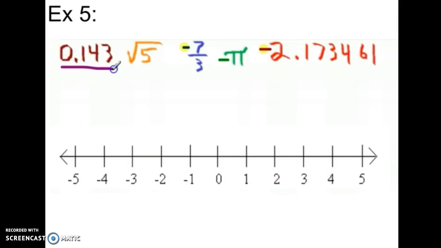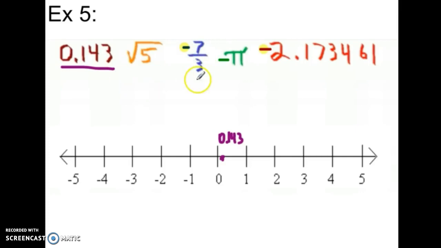Let's start with 0.143. 0 is here. 0.1 would probably be there. 0.143 is just going to be a little bit more to the right. So I'm going to put a dot there, and then I'm going to go ahead and label that as 0.143. I'm going to hold off on the square root of 5 just for a minute.